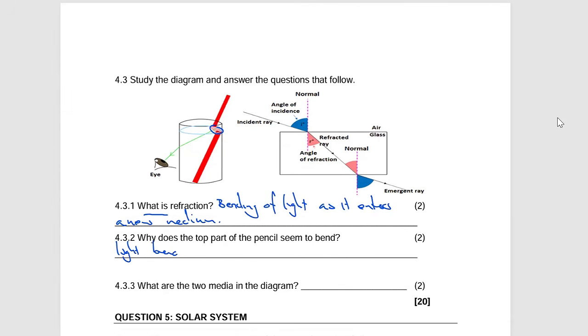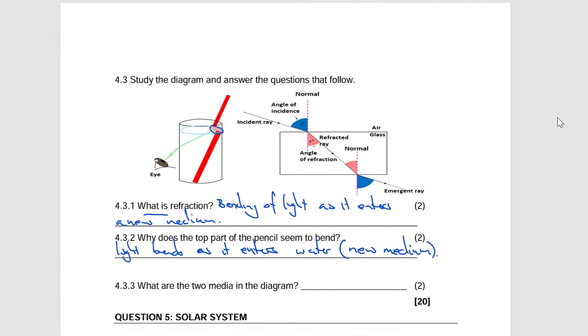Light bends as it enters water, right? So what are we talking about there? We're now referring to the same thing as the new medium, like that, right?